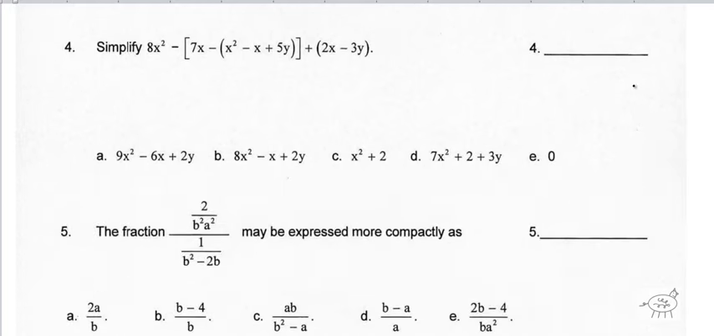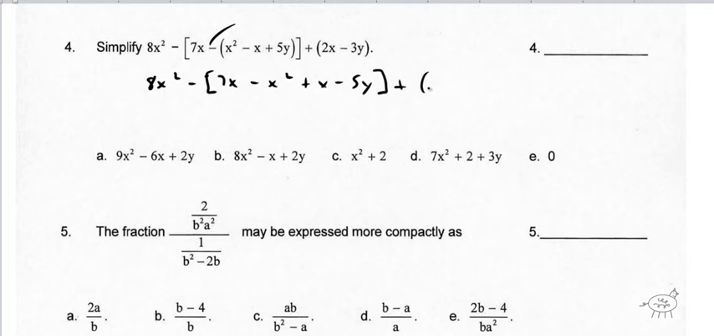Okay, you know, it looks a little nasty. Simplify it, but again, you just got to watch your parentheses. Make sure you distribute negatives. So it's 8x squared minus, let's just keep that together here, 7x, so minus x squared plus x minus 5y. And that closes that, and then it's plus 2x minus 3y. Okay? So I would now distribute that. 8x squared minus 7x plus x squared.